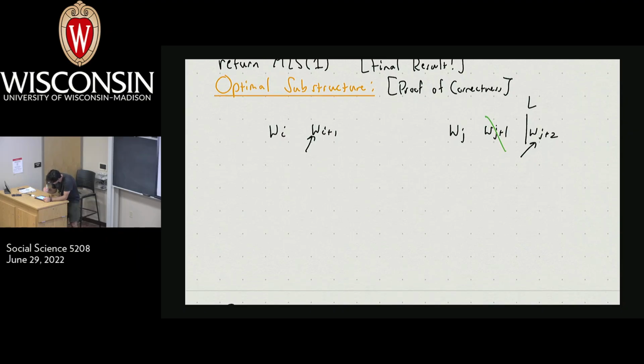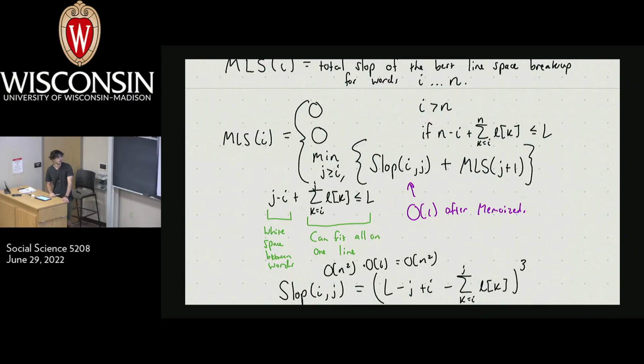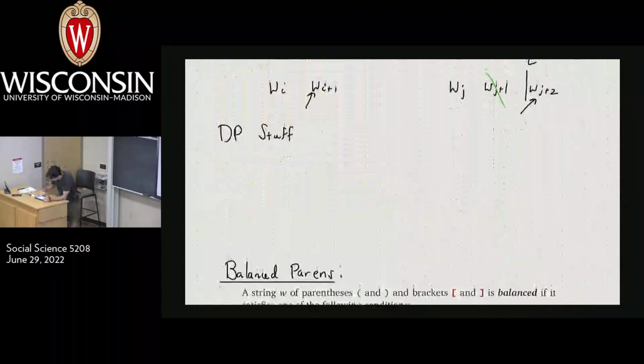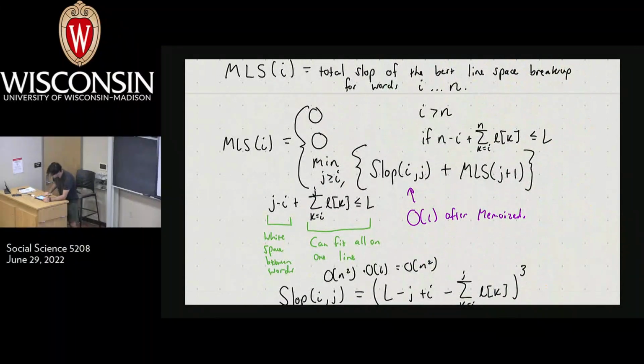Okay, so now we have to do the DP stuff. So let's just focus on the total MLS algorithm. The same ideas apply to slop. So how many subproblems do we have? We have a subproblem for each I. So what values can I take?